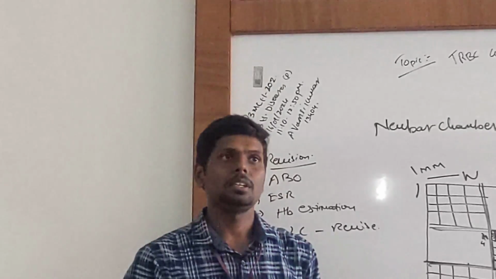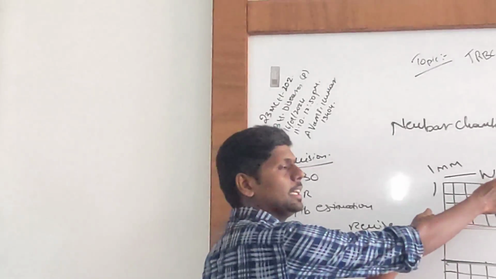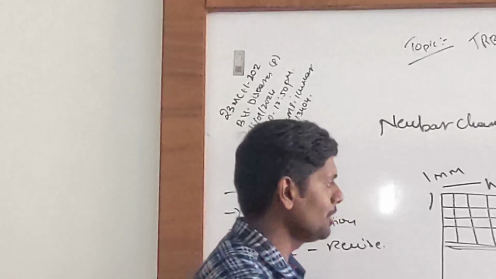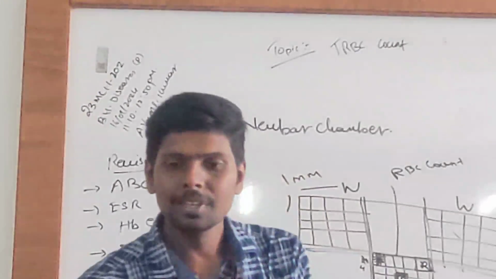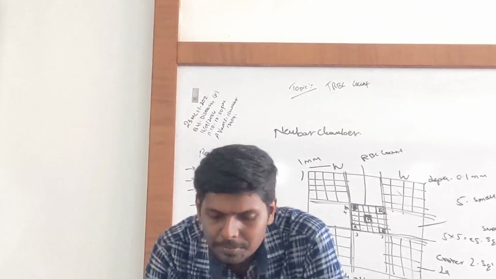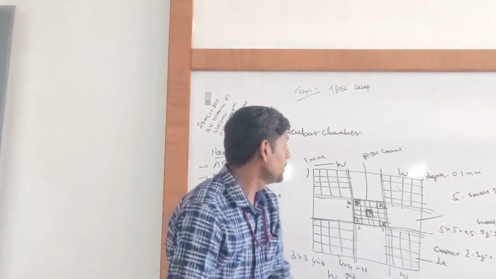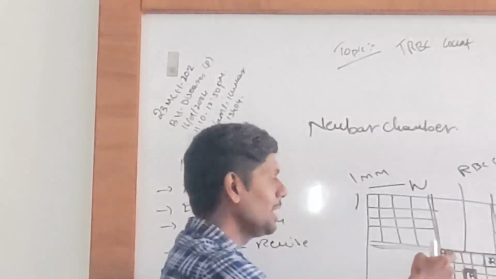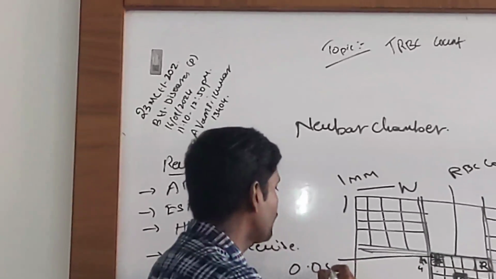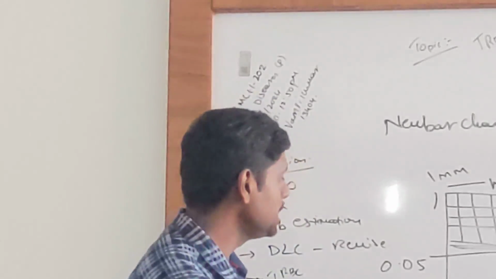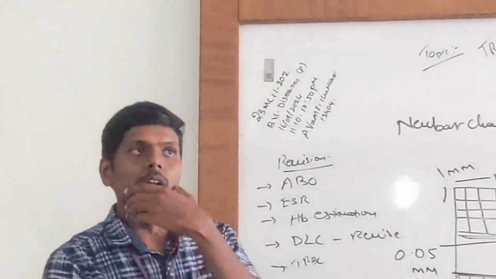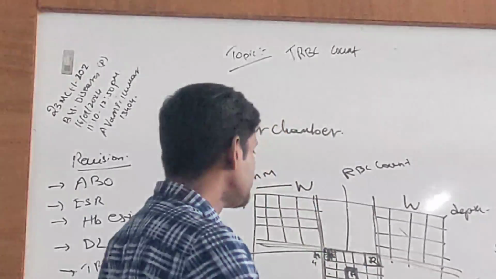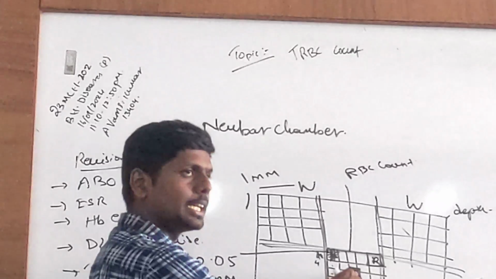Now I have given you the volume of a single largest square. What is the volume of the single largest square? 1 millimeter. Now write down the volume of a single small square. When I say small square, it is 4 into 4 inside, each square 4 into 4. That volume is 0.05 mm.